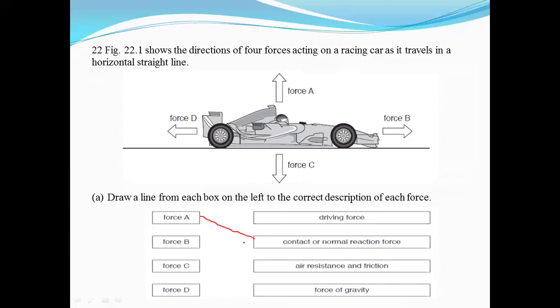Next part, force B. Force B over here, you can see that it is the force shown beside the car towards right. So that is the driving force provided by the engine. Force C is the downward force. Downward force is the weight, force of gravity. Force D is shown in the backward direction and it is shown towards the left side, which is the horizontal force. It is the air resistance and friction.